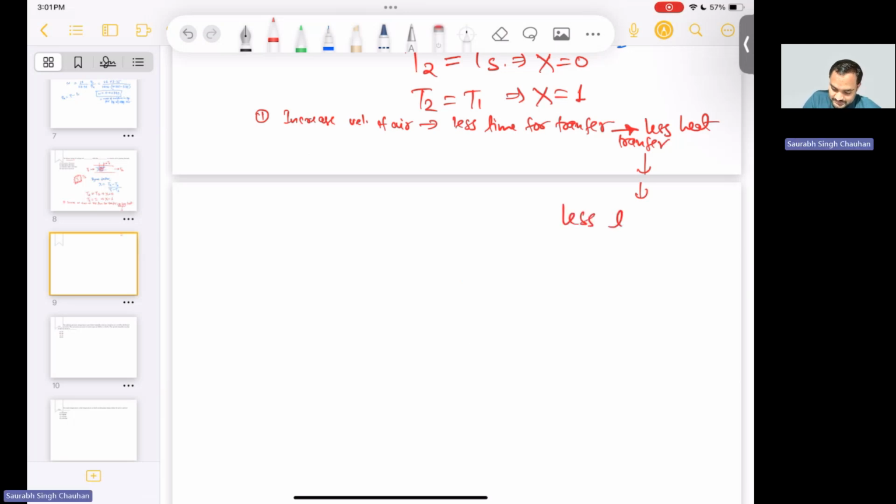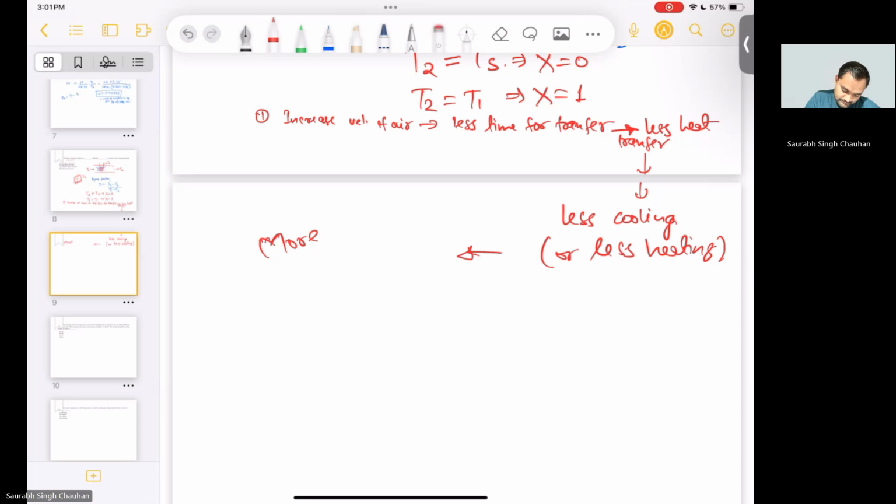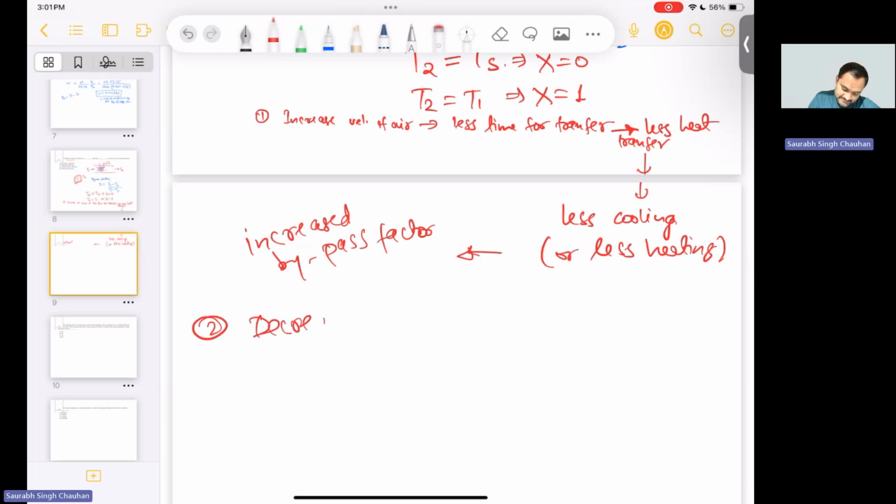So this means less cooling or less heating. So this means more bypass factor, right? Or you can say increased bypass factor. Similarly, if you decrease the velocity of air, then bypass factor will also be decreased.